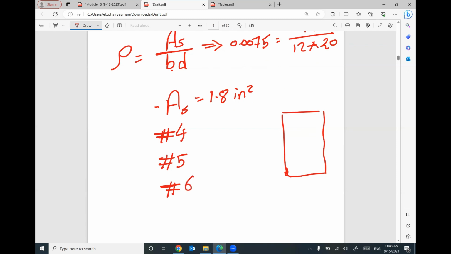For number 4, your area of steel 1.8 divided by 0.2. This is the area of number 4. So 1.8 divided by 0.2, I will need 9 rebars. For number 5, I will divide 1.8, the required area of steel, by 0.31. This is the area of number 5. I'm sorry.